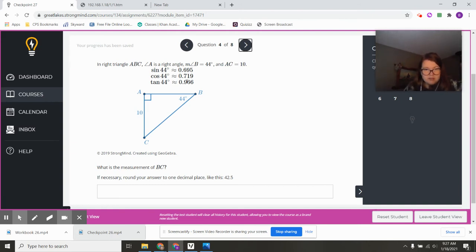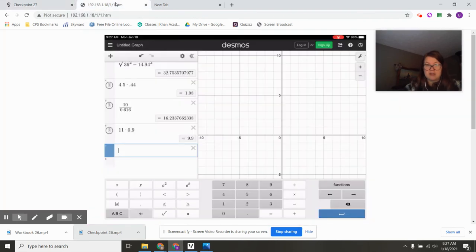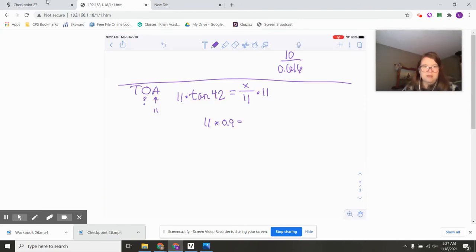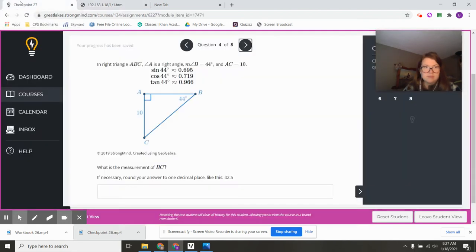So we want the measure of BC, which is the hypotenuse, and we are given the opposite. So I'm going to use sine. I know that the sine of 44 is equal to 10 over BC. I'm going to go back to the problem to see what it was. So we have the sine of 44 is equal to the opposite, which is 10, over the hypotenuse, which we don't know. So those would switch. So I'm going to do 10 divided by the sine of 44.